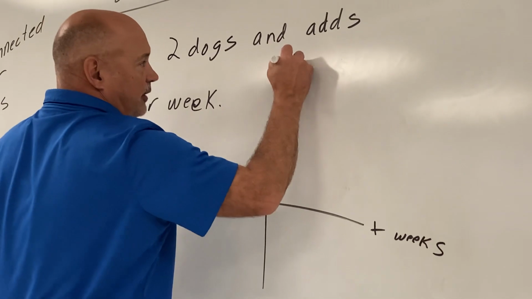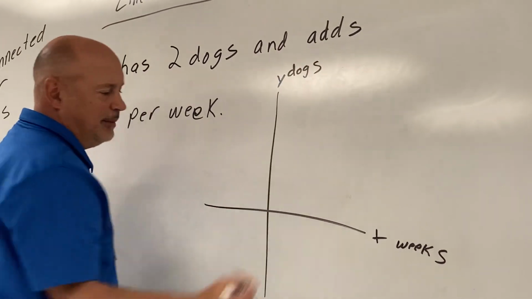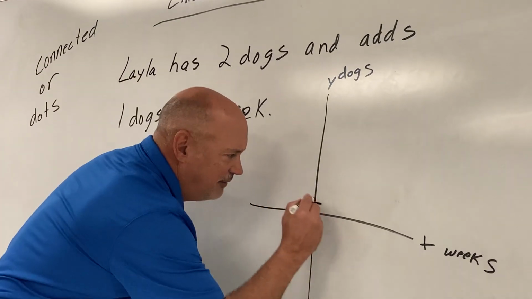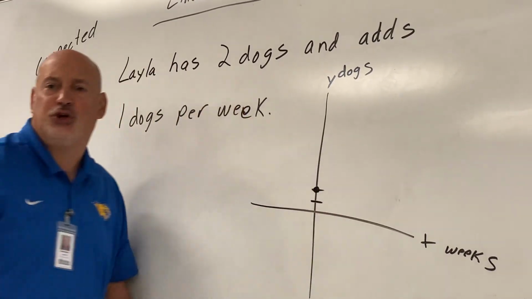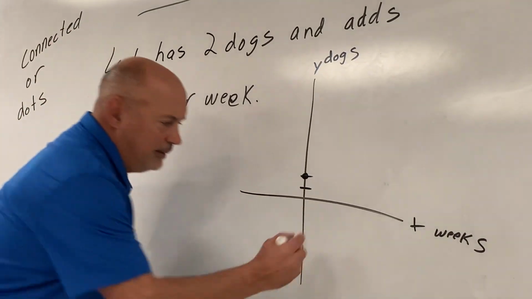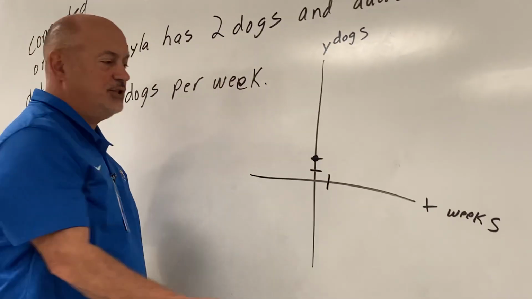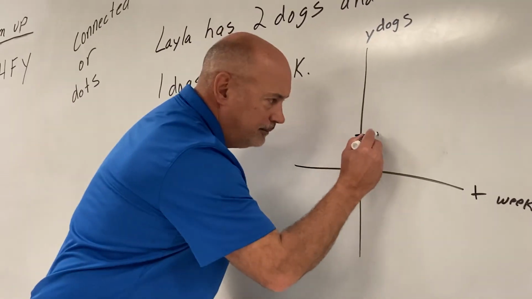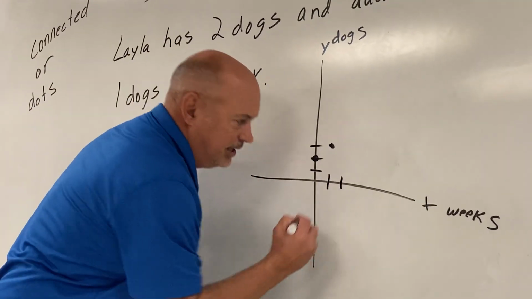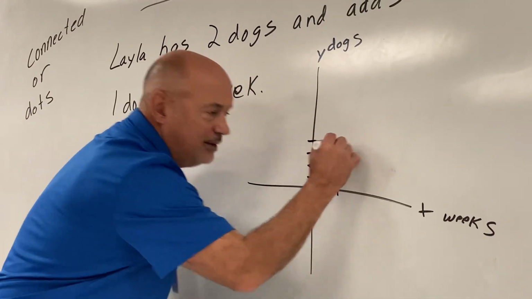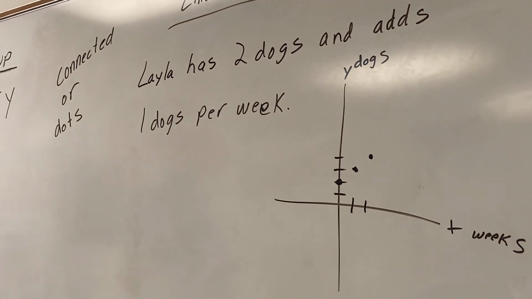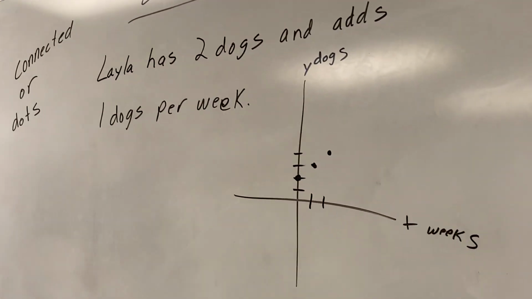Y is dogs. How many dogs does Layla start with? 2 dogs. So we're going to have our first point right here at 2 dogs. Are you with it? At 1 week, how many dogs does she have now? 3. We added 1, didn't we? Yeah. At 2 weeks, how many dogs? 4. We added 1. And we can keep adding until Layla runs out of dog food. Are you with me? She's eventually going to run out of dog food.